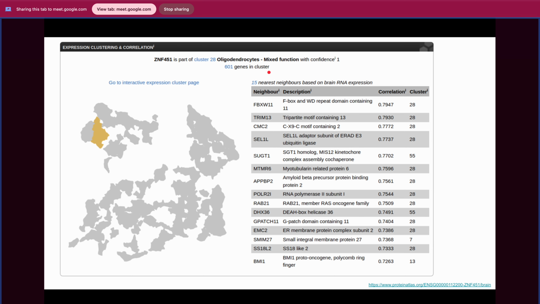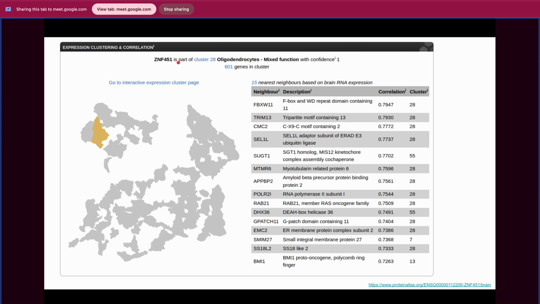And there are 601 genes in this cluster, which means that all these genes function together and are expressed together. That's why they are categorized into cluster 28. And after dividing it into different clusters, this particular cluster is highlighted, which contains my ZNF451 gene. And you can go to the interactive expression cluster page as well, which you will see further. So these are the 15 nearest neighbors based on brain RNA expression. In this case, these are all the neighbors of my gene, which is ZNF451.